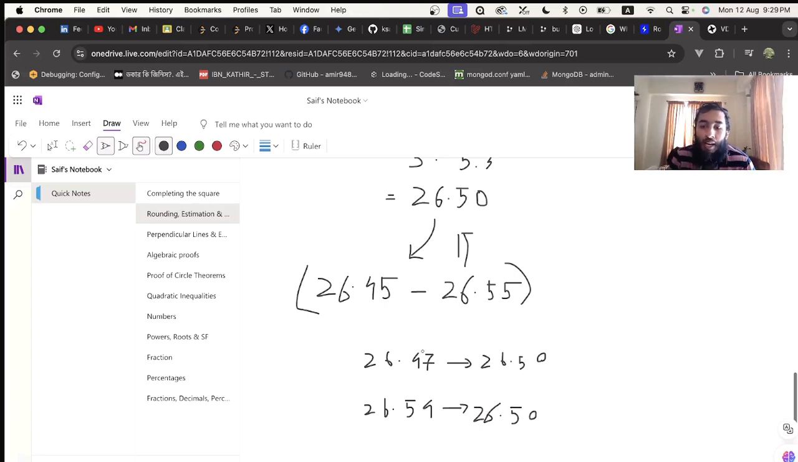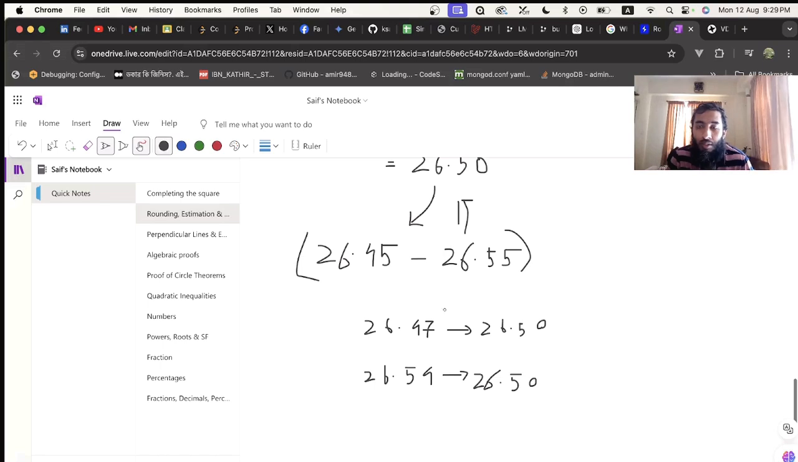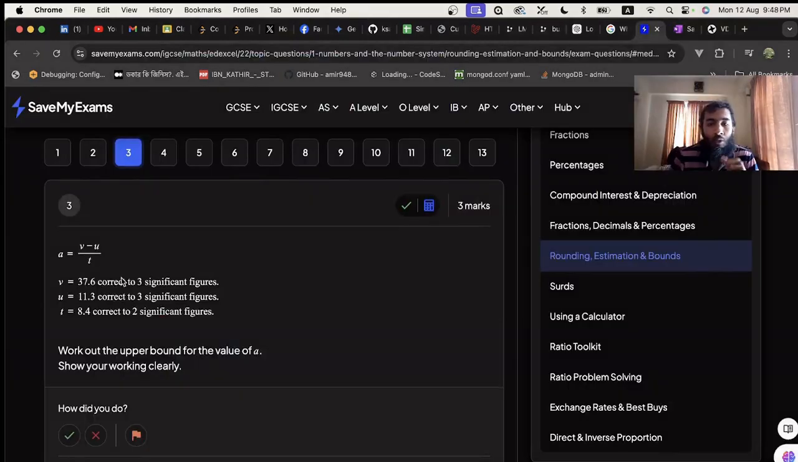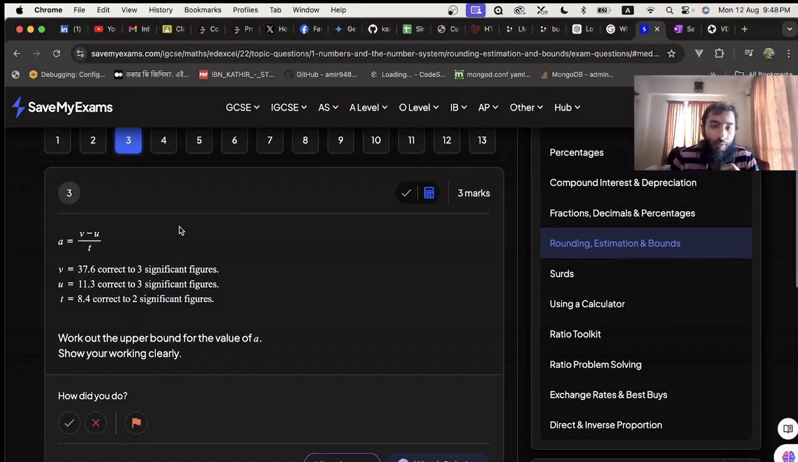So the upper bound, because there is no specific requirement, you can say the upper bound of I is what? 26.55. This is the upper bound and this is the lower bound. So 3 and 4 are very similar.